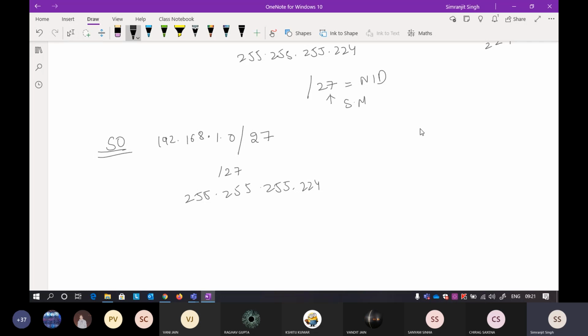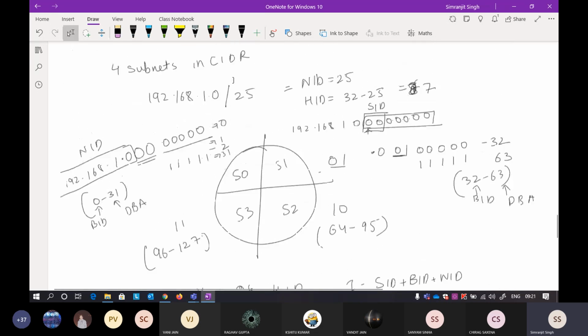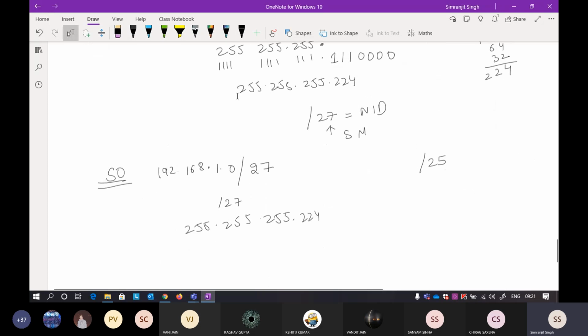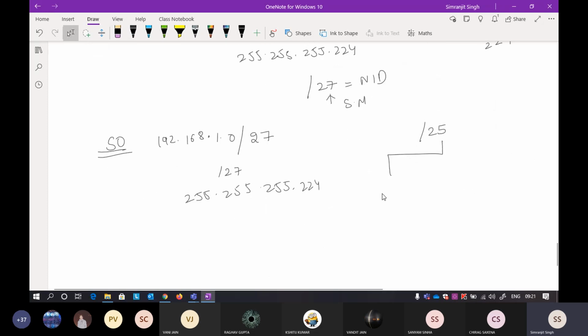Till here, what we have done is that we have taken the /25 mask. A /25 mask means that we have taken a /25 network ID part, and we have divided it into 4 parts. The first part will contain /27, the second part will also contain /27, the third part will also contain /27 and the fourth part will also contain /27. That is how we do it. Till here, if anybody has any problem, just let me know.